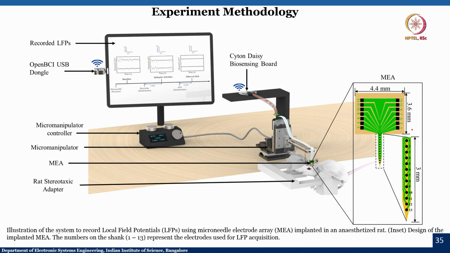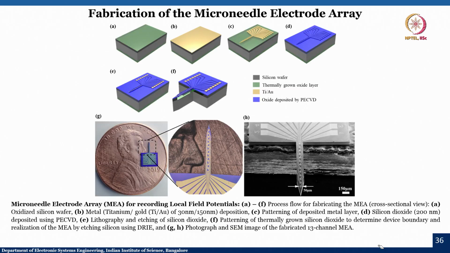If you read, it is an illustration of the system to record local field potential using a microneedle electrode array implanted in the anesthetized rat. It is under anesthesia. The inset shows the design of the implanted MEA. Shanks numbered 1 to 13 represent electrodes used for LFP acquisition.